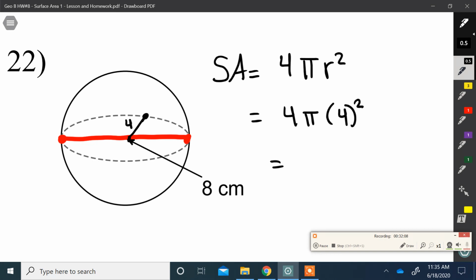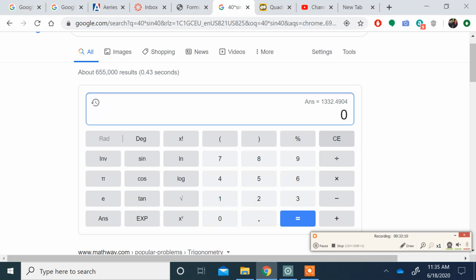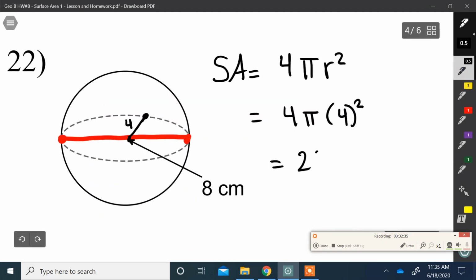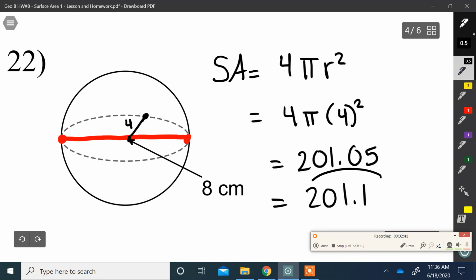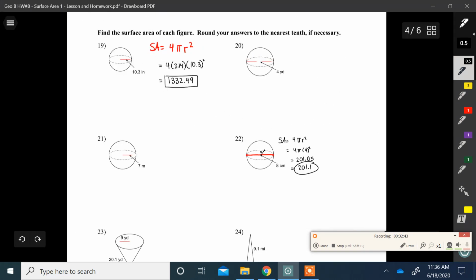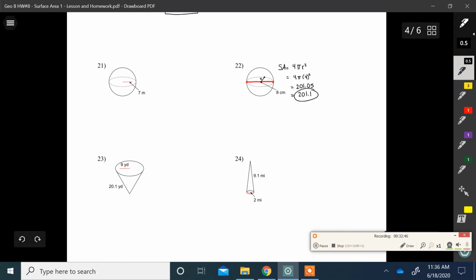I'm just going to multiply it all out again on the calculator. So we got 4 times 3.1415. I'm just going to put 3.1415 for pi. And then we have 16, which was 4 squared, is 201.05. Which I guess I could round to 201.1. Okay, so yeah, that's it, guys.